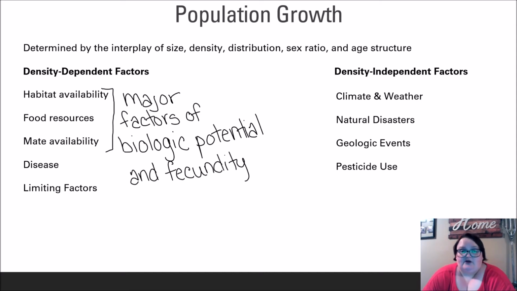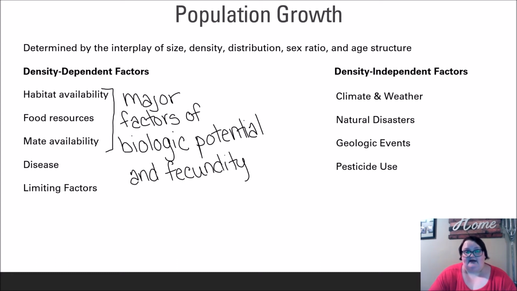Density dependent factors are those that change based on the population size and distribution. These are mostly things that are acquired through competition, such as habitat, food, mates, water, and other limiting factors. Habitat, food, and mate availability are large contributors to biotic potential, which is the maximum rate of reproduction an organism has based on the environment, and fecundity, which is the successful reproduction rate of an individual. Another important factor is disease, which is highly impacted by population size, density, and distribution.